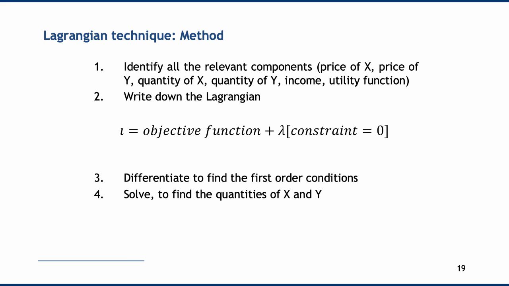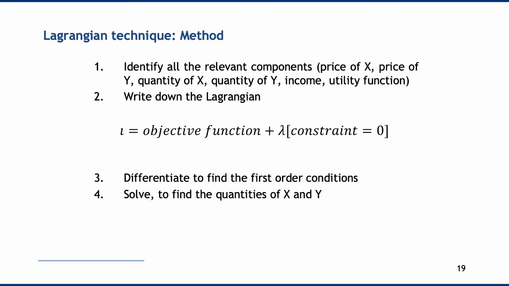Having written down the Lagrangian equation, the steps are to differentiate that Lagrangian equation with respect to the three variables we're trying to find. We can then establish first order conditions, set those equal to 0, and then solve those first order conditions to find the quantities of X and the quantities of Y.